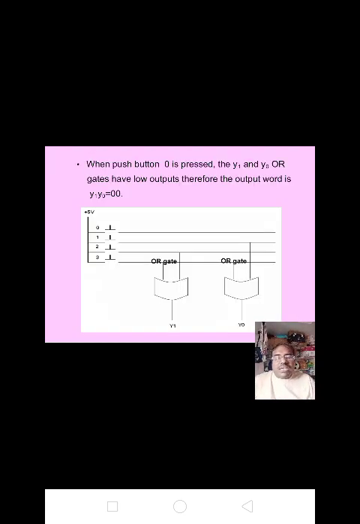When push button 0 is pressed, then y1 and y0 OR gates have low outputs. Therefore, the output word is y1, y0 equal to 0, 0.